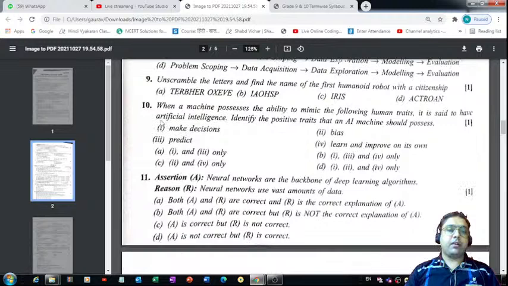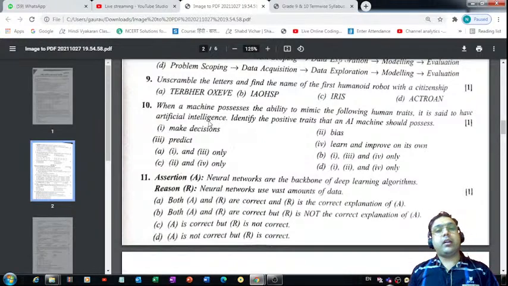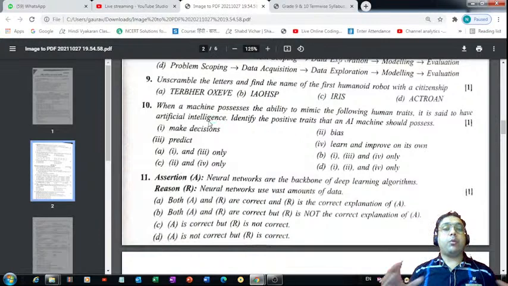Question number 10 is when a machine possesses the ability to mimic the following human traits, it is said to have artificial intelligence. What is artificial intelligence? Basically, it's a combination of machine learning and human intelligence. So, if you are training a machine in such a way that it can mimic human behavior, it means that you are making an artificially intelligent product. Identify the positive traits that an AI machine should possess. So, what all things should an AI machine possess?